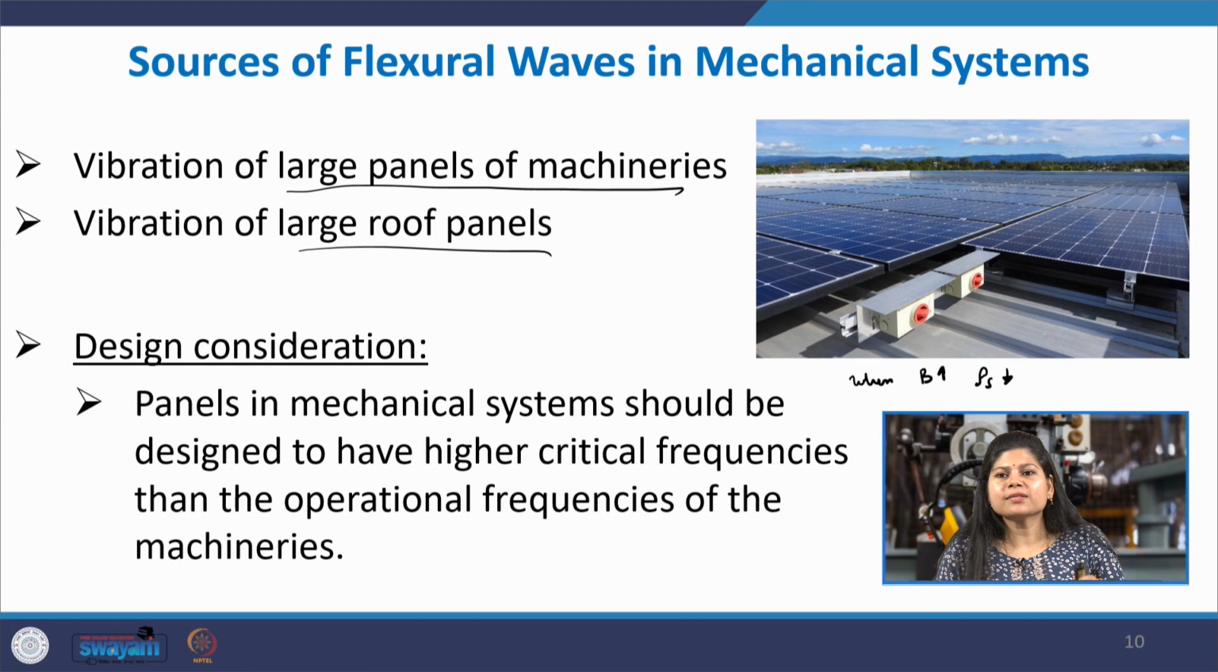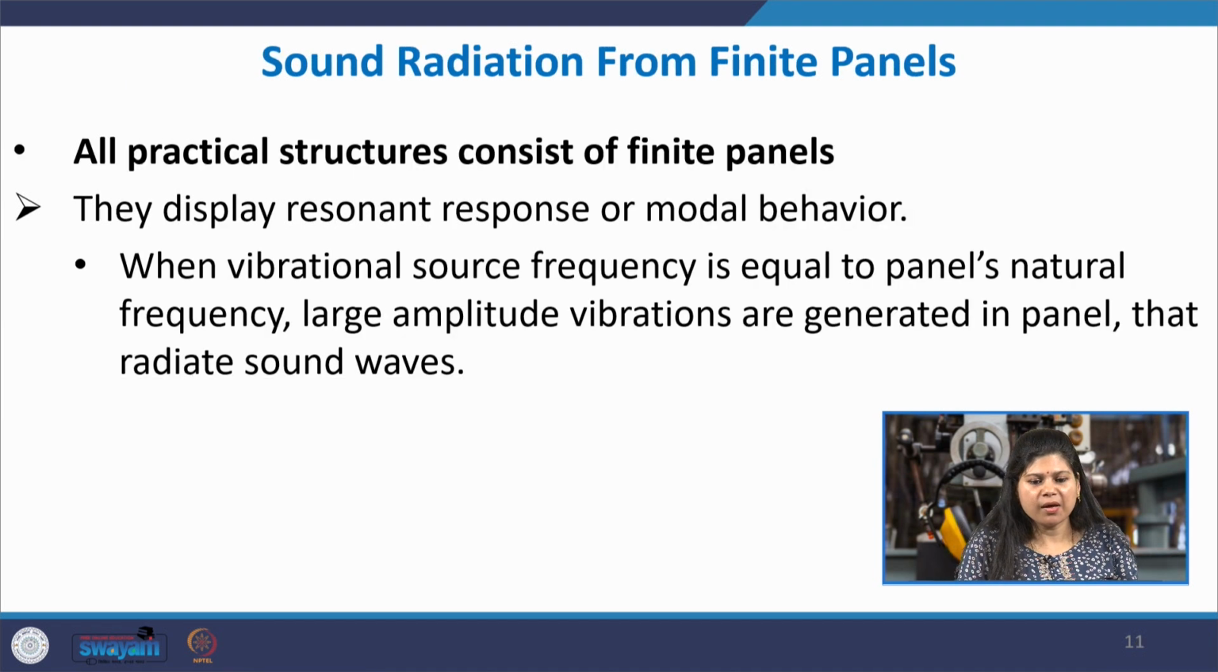Because below the critical frequency we do not have radiation, the higher the critical frequency, the better relative to the operational frequencies of these machineries. If the critical frequency is higher than the operational frequency, then it will not be able to radiate. So, that is the aim. And from finite panels, there is a resonant response, which means they are able to have large amplitude of vibrations when the natural frequency matches the vibrational source frequency.